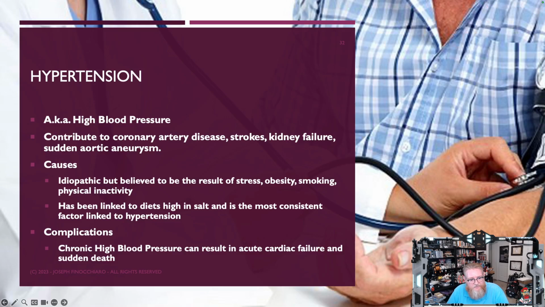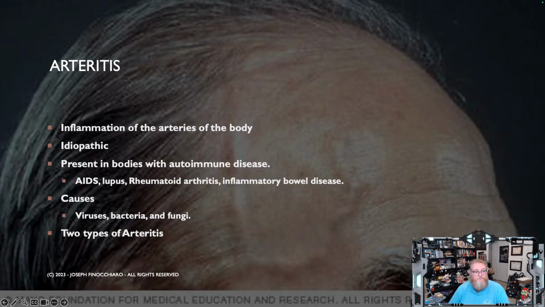Hypertension or high blood pressure. Hypertension contributes to coronary artery disease, strokes, kidney failure, and sudden aortic aneurysm. Causes: idiopathic, but believed to be the result of stress, obesity, smoking, and physical inactivity. Has been linked to diets high in salt and is the most consistent factor linked to hypertension. Complications of hypertension include chronic high blood pressure, which can result in acute cardiac failure and sudden death.